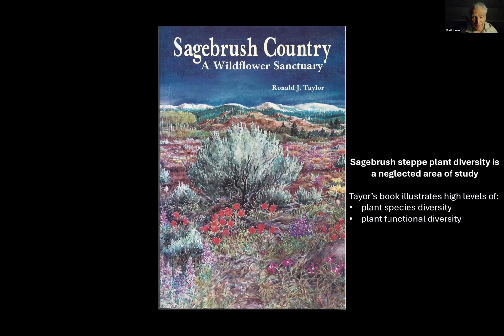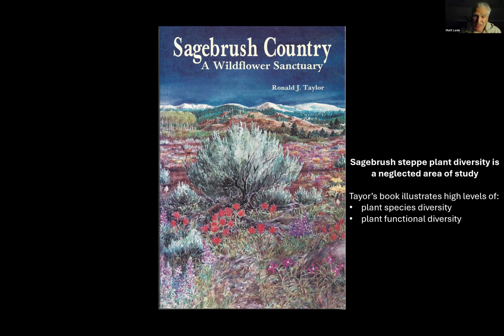As it turns out, and from what I know, plant diversity studies in the sagebrush steppe are essentially non-existent, and only Taylor's Sagebrush Country explicitly details, in a popular plant identification guide and picture book, both plant functional and species diversity found in the sagebrush steppe. He talks about the parasitic plants and the cushion plants and the shrubs and the subshrubs and all those different kinds of plant groups that are ecologically important to the sagebrush or define the sagebrush steppe today.